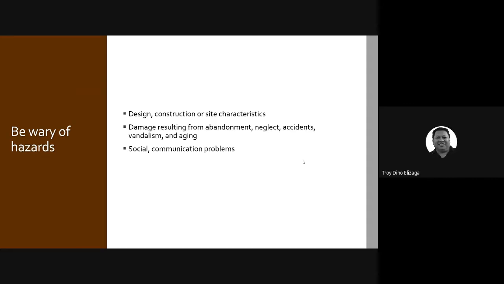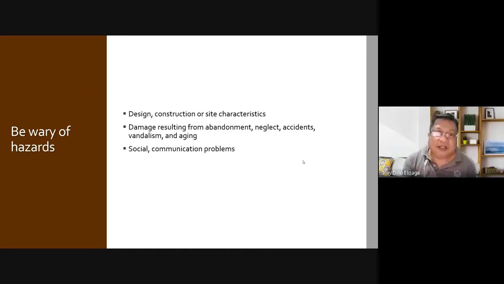There's damage resulting from abandonment, neglect, accidents, vandalism, and aging. It is possible that since this is a very old structure that we are going to document, it might be dilapidated already to the point of maybe breaking down.